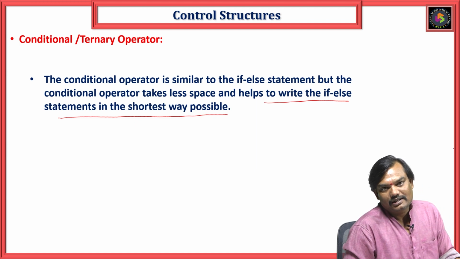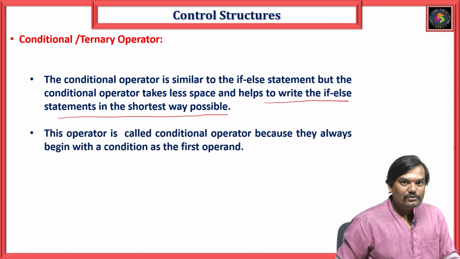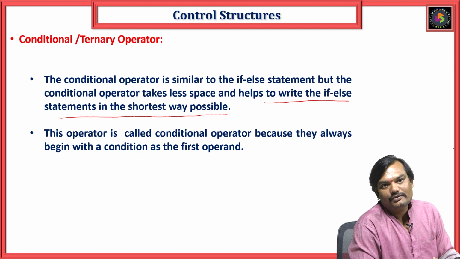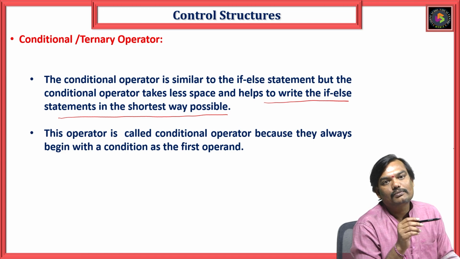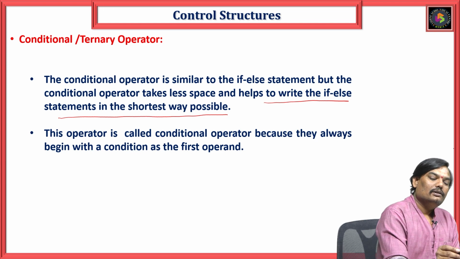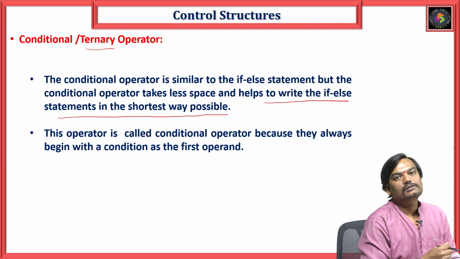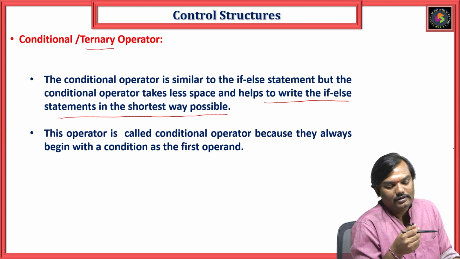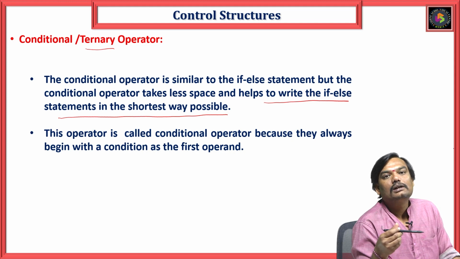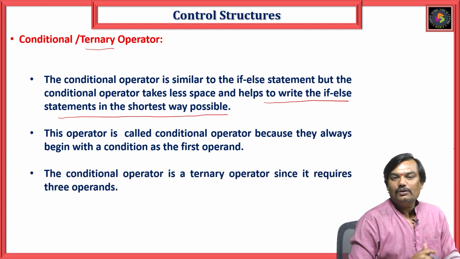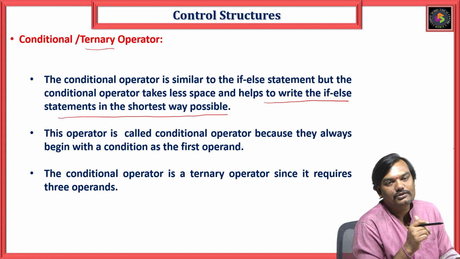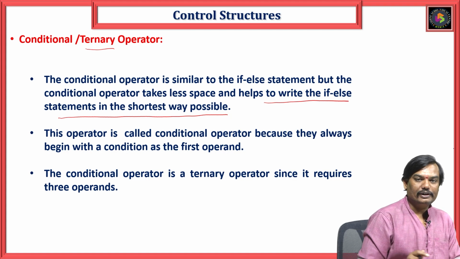Now, why is this operator called a conditional operator? Because in this operator, the first expression that we give will always be a condition. That means a conditional operator always begins with a condition. That is the reason we call it a conditional operator. The same operator can also be called a ternary operator. Why this name? Whenever we use this operator, we have to give 3 operands, so it works on 3 operands. As we are using 3 operands, this operator is also called the ternary operator.